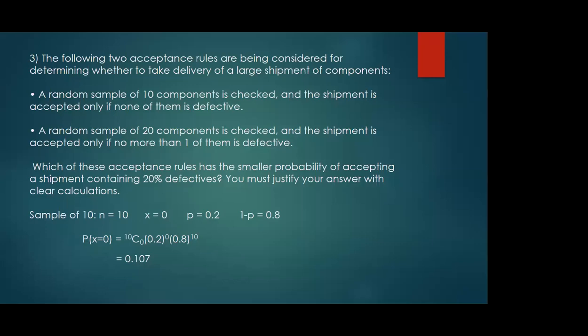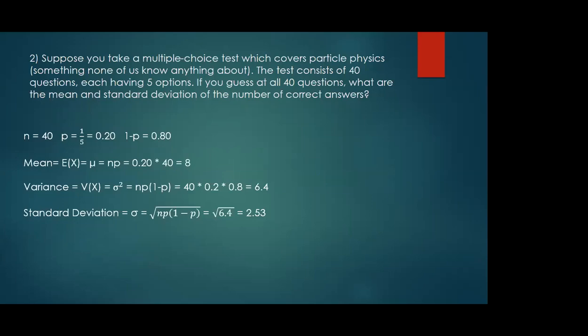Okay, so it says that the following two acceptance rules are being considered for determining whether to take delivery of a particular shipment. So this is a question that you're asking me to go back to. Is it that you did not understand something?